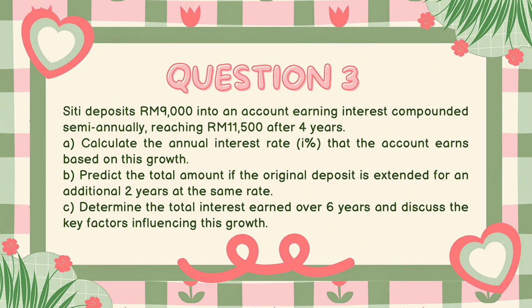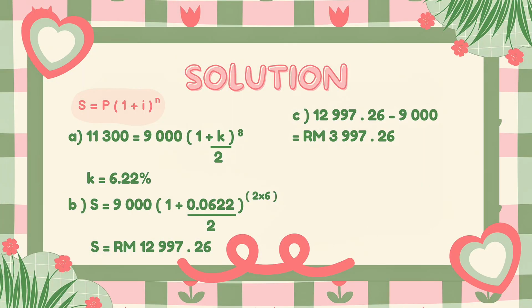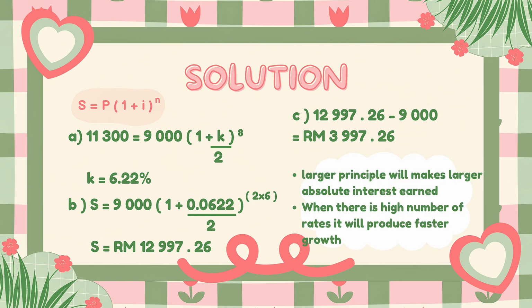Question C, we need to determine the total interest earned over 6 years and discuss the key factors influencing this growth. So the calculation is we need to use the answer for B and subtract 9,000, because 9,000 is our original deposit amount, which gives 3,997 ringgit 26 cents. The key factors influencing this growth are that a high interest rate will produce faster growth, and a larger principal makes a larger absolute interest earned.